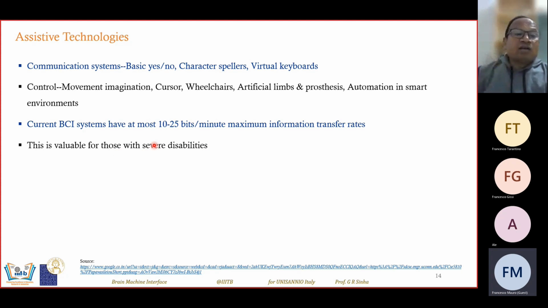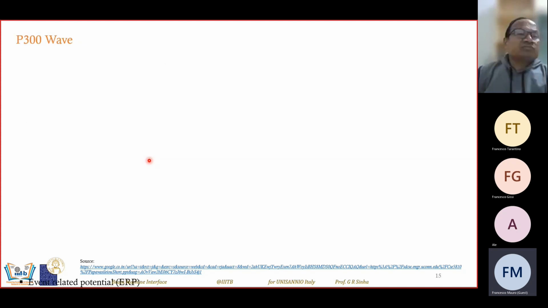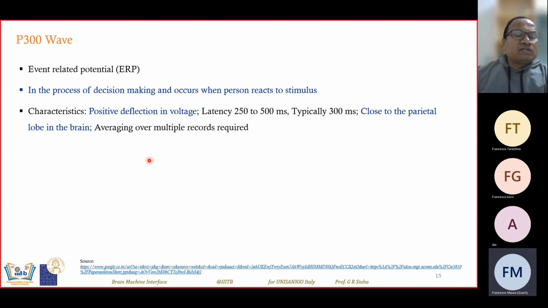They want fast response. So a lot of work is going on on how to improve this, but still this is helping in assistive technology, getting responses and benefit for those who are suffering with severe disability. So the P3 wave generates an event related potential, and that is used in the process of decision making, and occurs when a person reacts to a certain stimulus. When I'm asked to watch a picture, suddenly I will react, and that reaction is recorded and called event related potential.